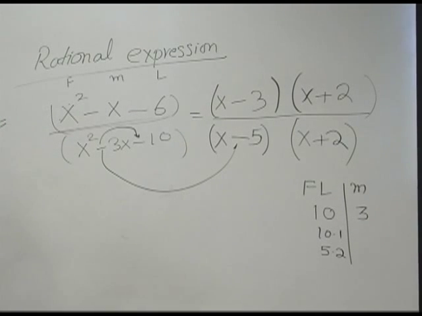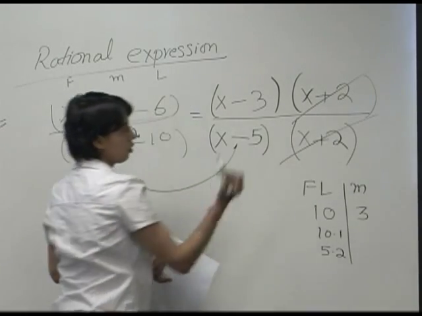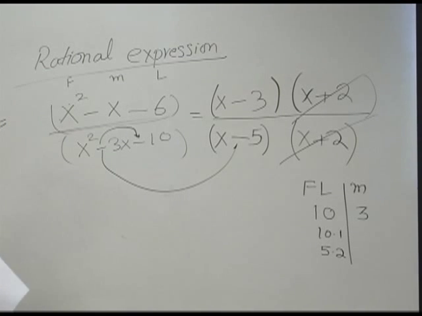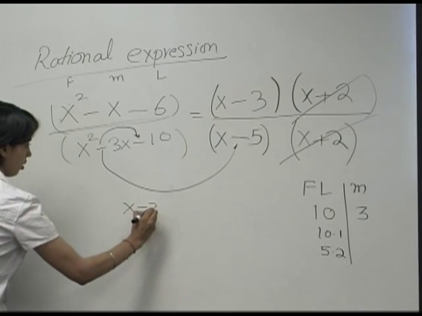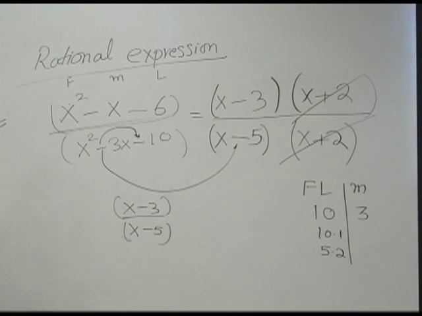Now, do I have identical pairs? Yes. Which pairs are identical? X plus 2. Can I cancel anything else? Can I cancel this x with the x? No, we can't cancel this because they are different pairs. They have to have the same thing to get cancelled. Do you understand this? Good?